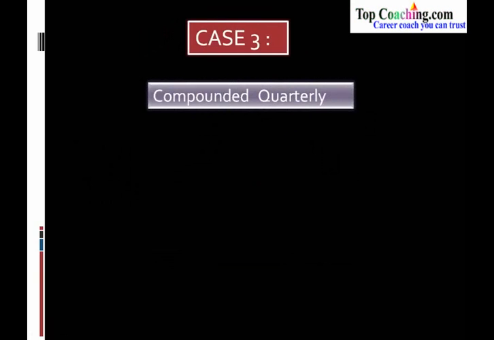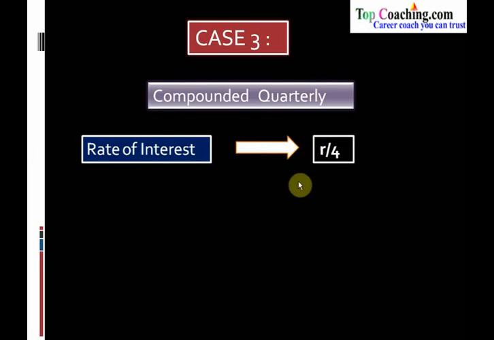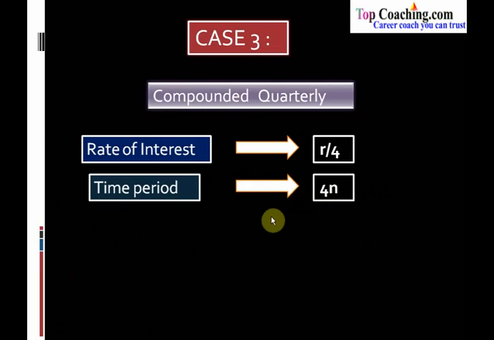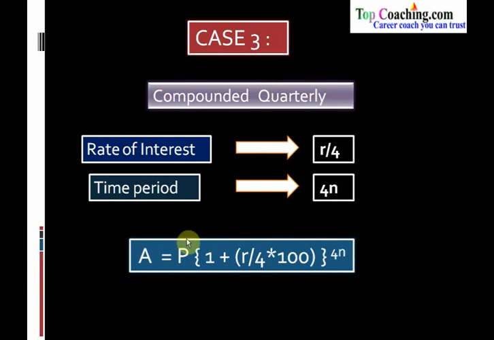The third case is when compounded quarterly. There are 4 quarters in a year of 3 months each. So in this case, the rate of interest becomes R by 4 and the time period now becomes 4n, because there are 4 cycles of calculation. Every year is divided into 4 parts of 3 months each. So A is equal to P into (1 plus R by 4 into 100) to the power of 4n. Now the time period becomes 4n and the rate of interest becomes R by 4.